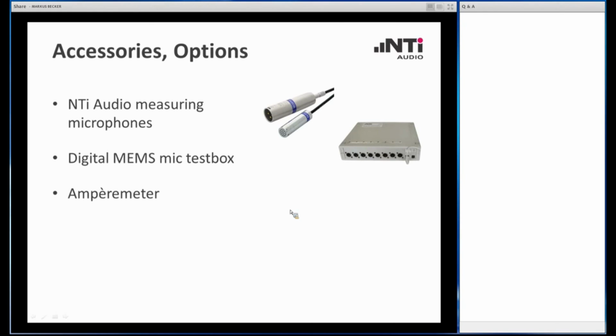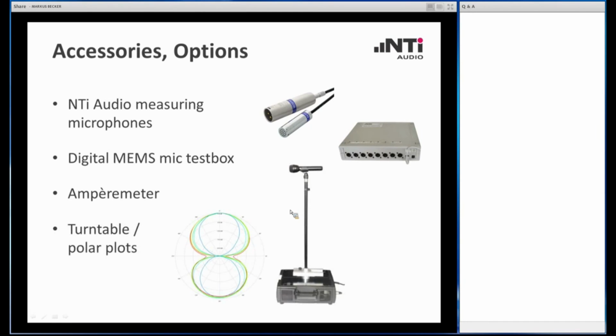Another auxiliary device could be an ampermeter that can be connected to the software. It's supported, and this allows you to measure the current consumption of the microphone under test. And last but not least, if you want to acquire polar plots from your microphone, you can use a turntable. We have built the interface to this device into our software, so you can connect it to the Artemic FX software to acquire polar plots.